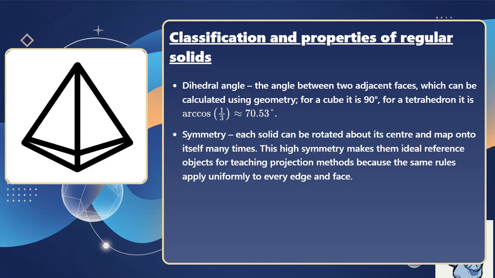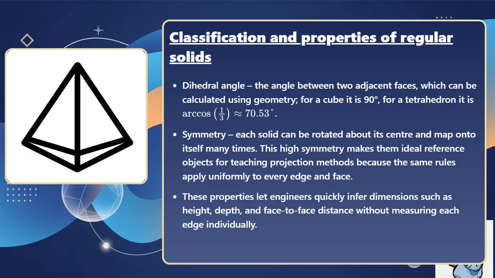Symmetry: each solid can be rotated about its center and map onto itself many times. This high symmetry makes them ideal reference objects for teaching projection methods because the same rules apply uniformly to every edge and face. These properties let engineers quickly infer dimensions such as height, depth, and face-to-face distance without measuring each edge individually.